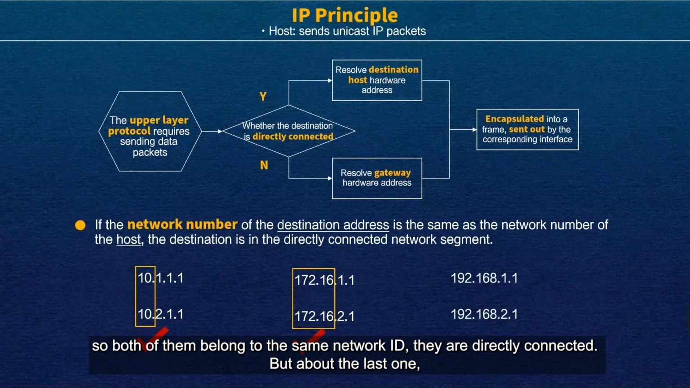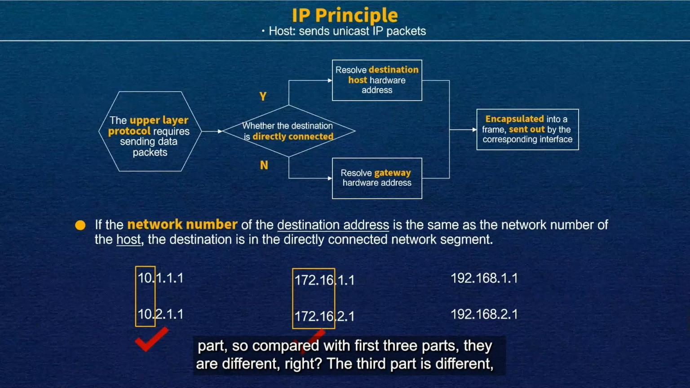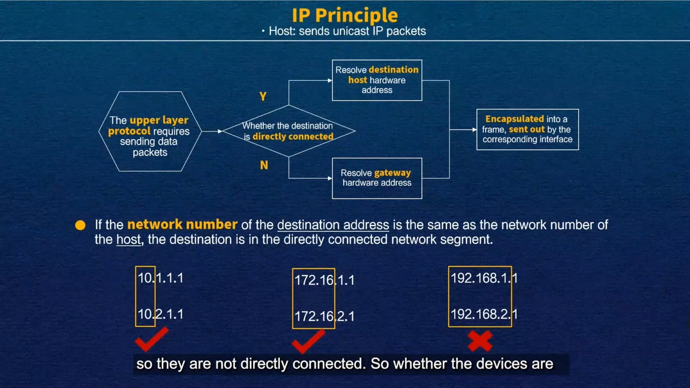But about the last one, 192.168.101, this belongs to class C. And about class C, the first 24 bits belong to the network number. So compare the first 3 parts, they are different, right? The third part is different. So they are not directly connected.